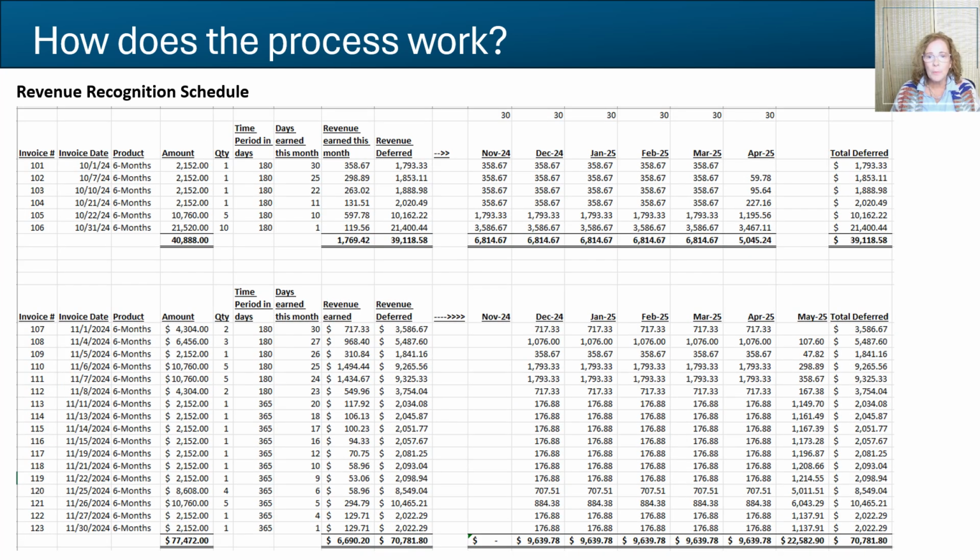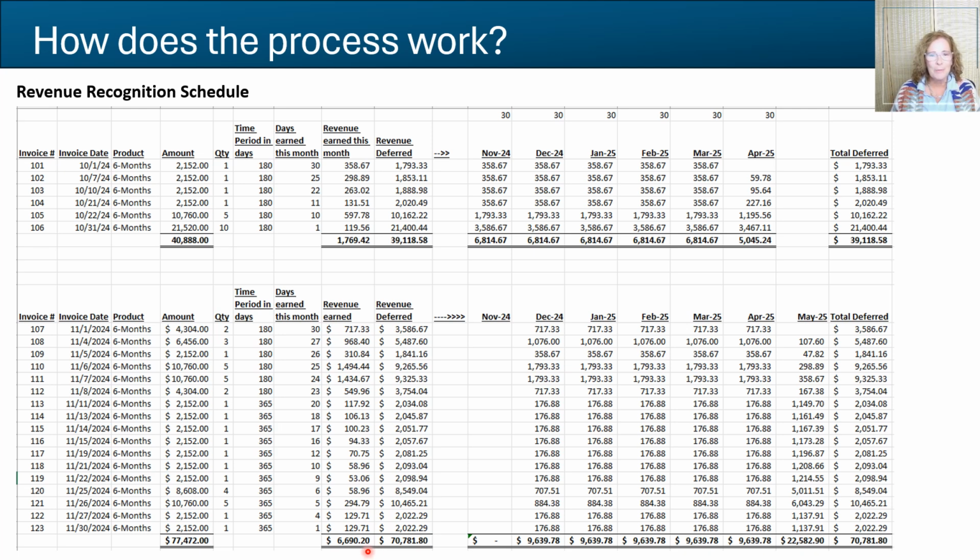What happens when we add another month to our schedule? For November, we had a total invoice amount of $77,472, and we calculated that we would recognize $6,690.20 for November for the November invoices and defer $70,781.80 to future months. But hold on a second.